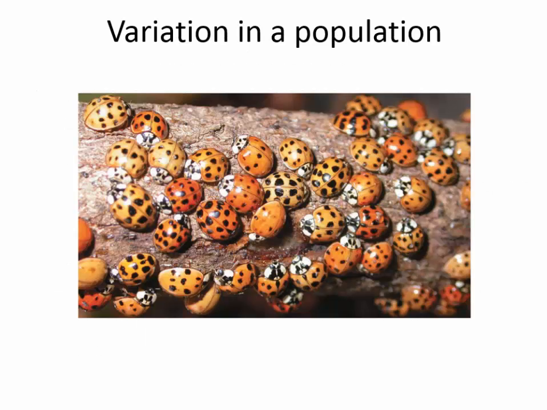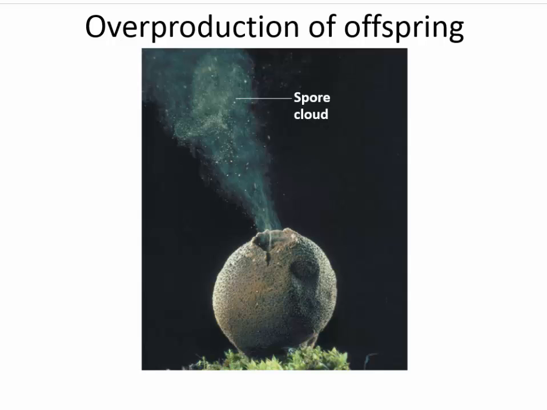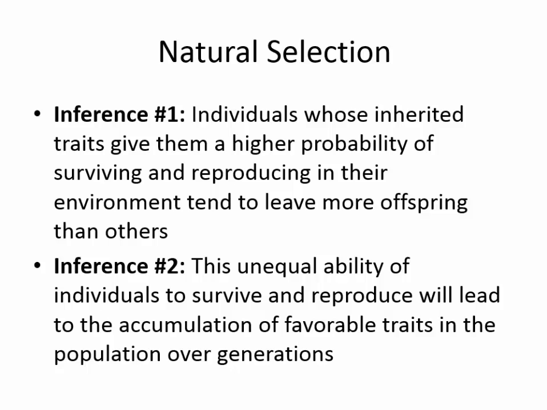So here is variation in a population. These are all ladybugs, and every single one of them is ever so slightly different. And overproduction of offspring, every organism does that. So here's one forming a huge spore cloud when you don't really need that many.